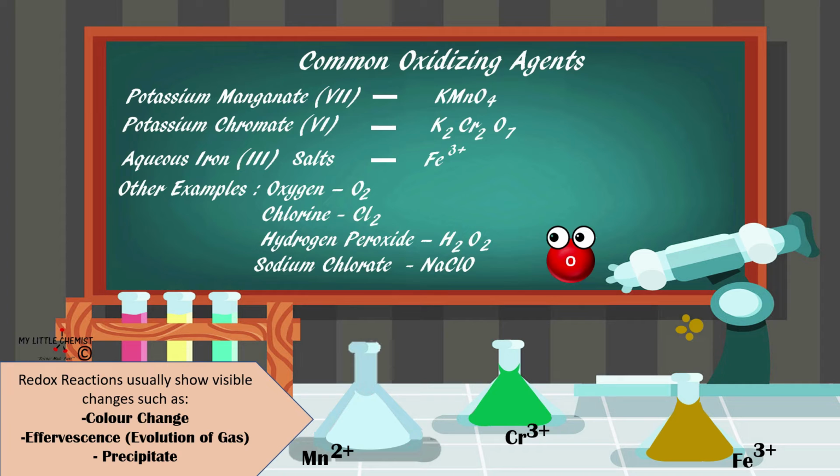When iron 3 ions are used as an oxidizing agent, the color change observed is from brown to pale green. This is the color of its iron 2 ions. You would also notice that most of these oxidizing agents consist of oxygen atoms.